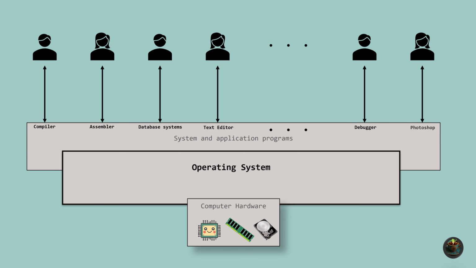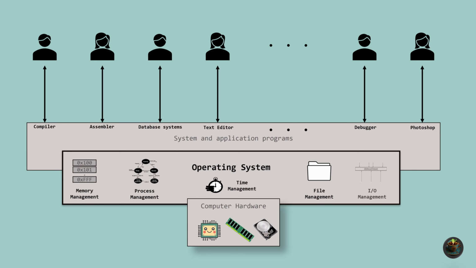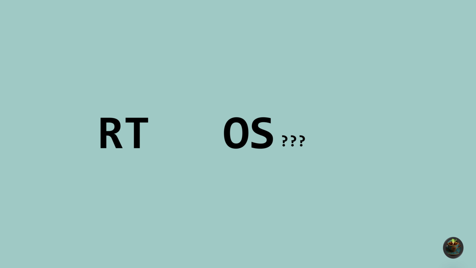You may think, what does the OS actually manage? Well, it takes care of memory, so apps don't stomp on each other. It handles processes, juggling multiple tasks in the background. It keeps track of time for scheduling and delays. It manages your files and I/O devices, so your keyboard, screen, and storage all talk in harmony. So that was an OS. But now let's dive into a special kind of OS, which is RTOS.